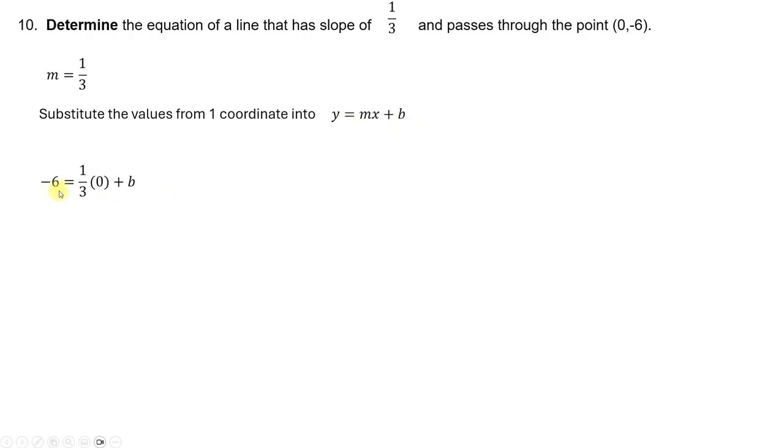Gives us -6 equals 1/3 times 0 plus b. Solving for b, we end up with a value of -6. So we know the y-intercept. We're told what the slope is. We can write our equation. y equals 1/3 x minus 6.